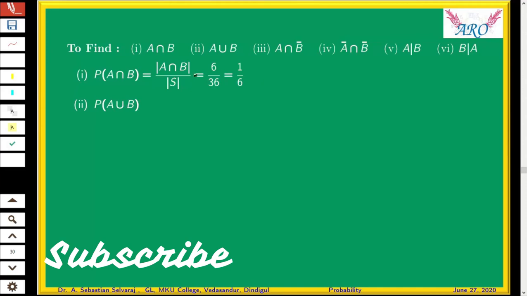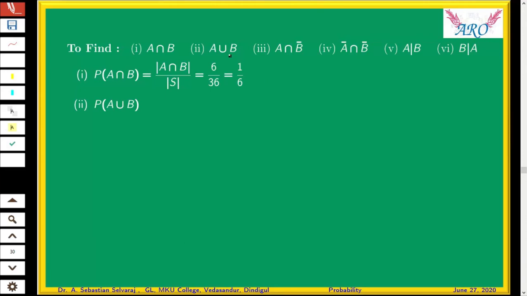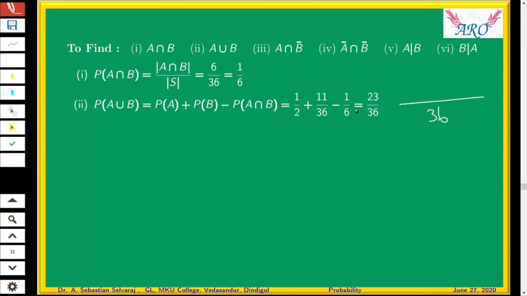Second question, the probability of A union B. We know the very basic result: probability of A plus probability of B minus probability of A intersection B. We apply the corresponding values here. Probability of A is 1 by 2, probability of B is 11 by 36, and probability of A intersection B is 1 by 6 from the first question. Solving this equation, we get 23 by 36. For your clarification, here 36 is the LCM. So 18 plus 11 minus 6. 18 plus 11 is 29.